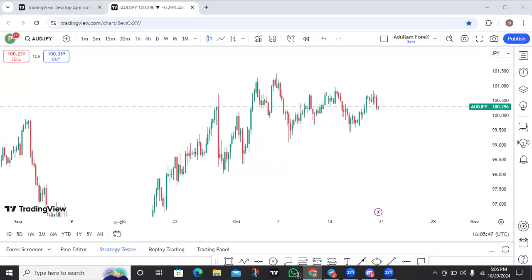Let's reanalyze AUDJPY. This is the pair I analyzed, I think, last 2 weeks. Since then I have not updated you on this particular pair, right? So a lot has been going on since that analysis.